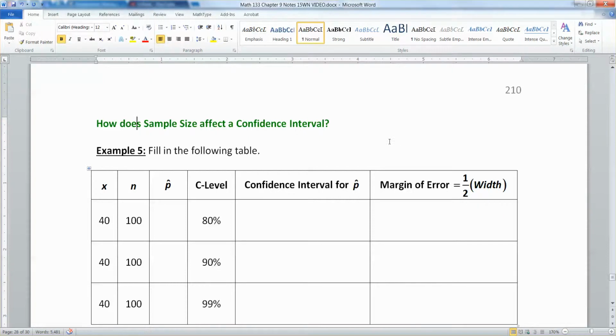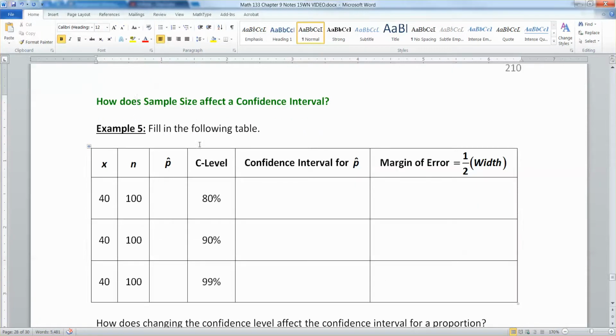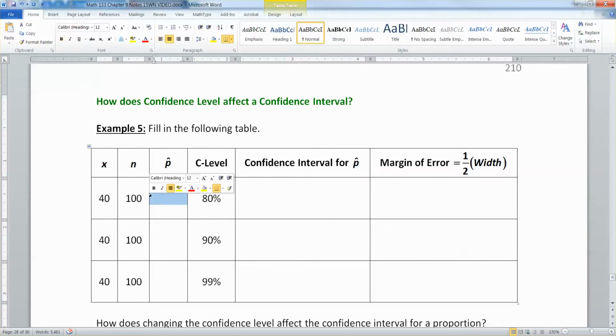Now for these last examples, we want to see how our confidence level affects our confidence interval. This is totally wrong. It's not sample size at all. It's how does confidence level affect a confidence interval? Okay, so we have this scenario where we have 40 and 100 every time. So we're not fiddling around with the sample size, but we are changing our confidence level.